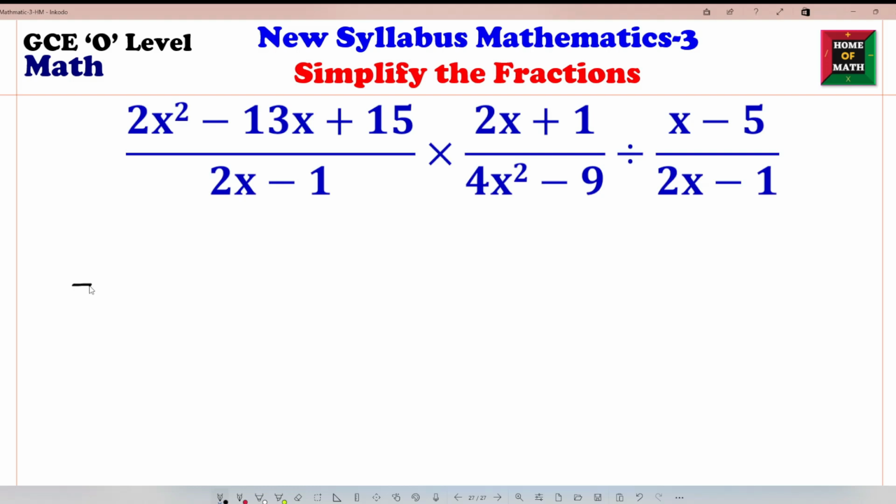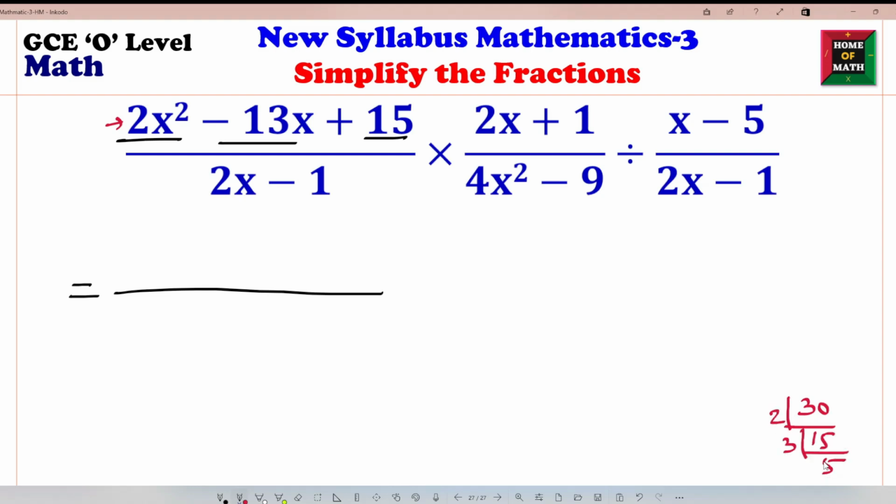First one, how we express. Here is 2x² and here is −13x + 15. So this expression we simplify by middle term factorization. Here is 2 and here is 15, it will become 30. So 30 divided by 2 is 15, again divide by 3, it will become 5. So look, 5 times 2 means 10 and 10 times 3 means 30. Again 10 plus 3 is 13.